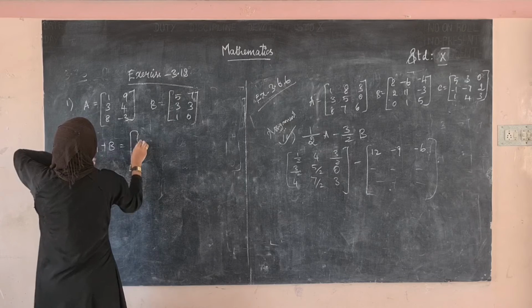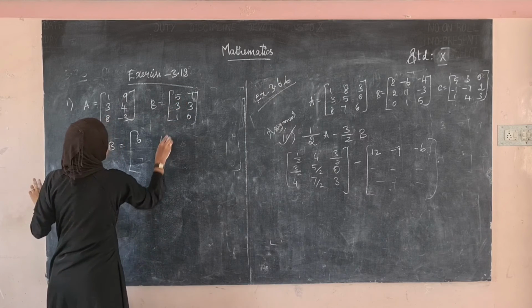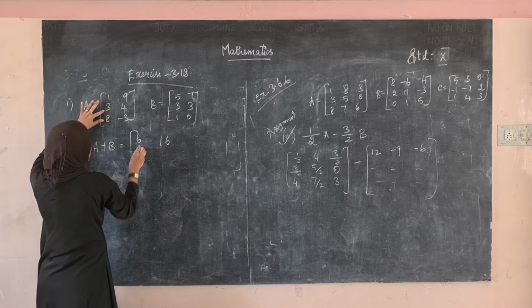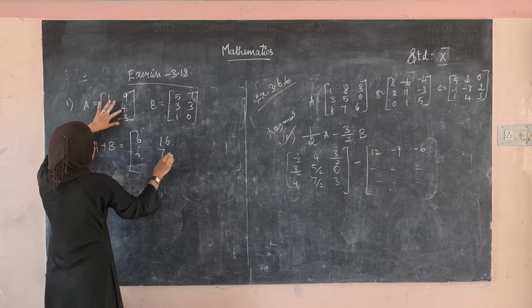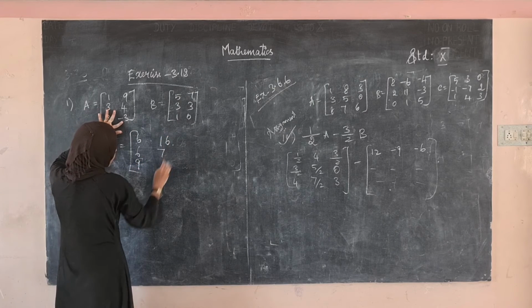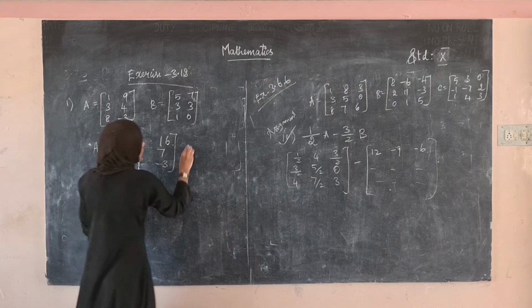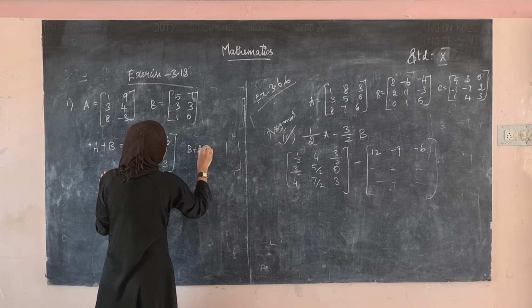1 plus 5 is 6, right? 9 plus 7 is 16. 3 plus 3 is 6. 4 plus 3 is 7. 8 plus 1 is 9. Minus 3 plus 0 is minus 3. This is the value of A plus B. Similarly, what is the value of B plus A?